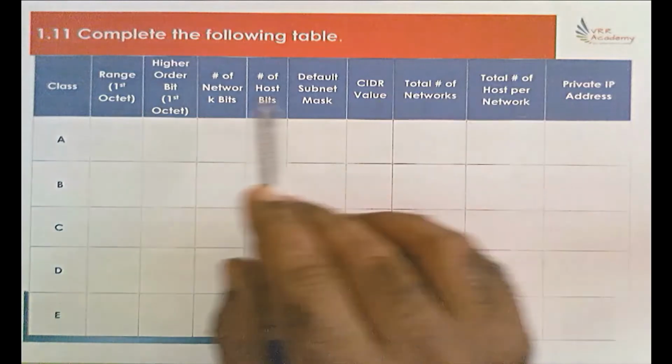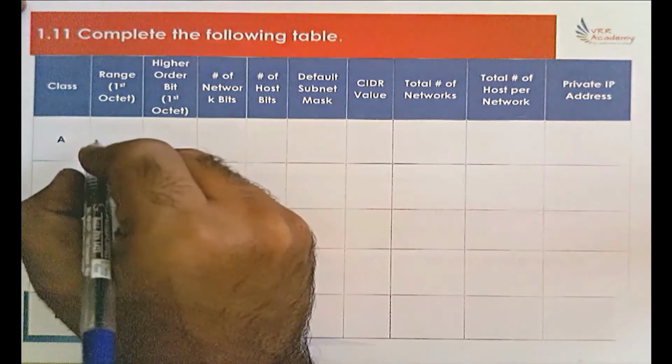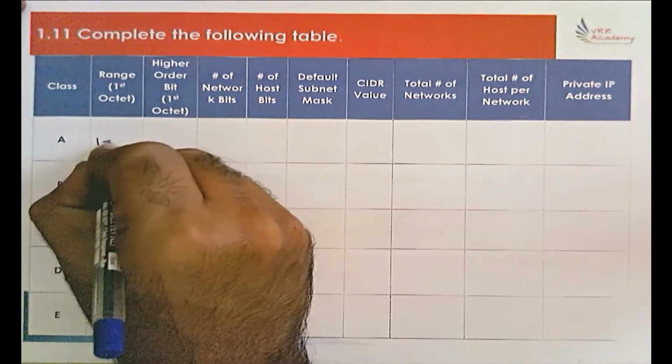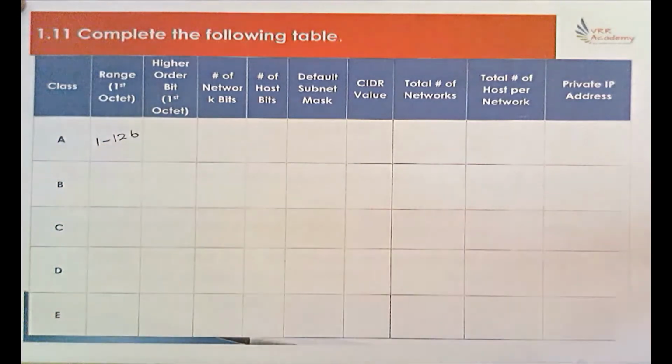Now, we have to fill all these columns for each and every class. Now let us go for the class range. So what is the range of each class? Now class A, the range is from 1 to 126. So this is the range of class A IP address.